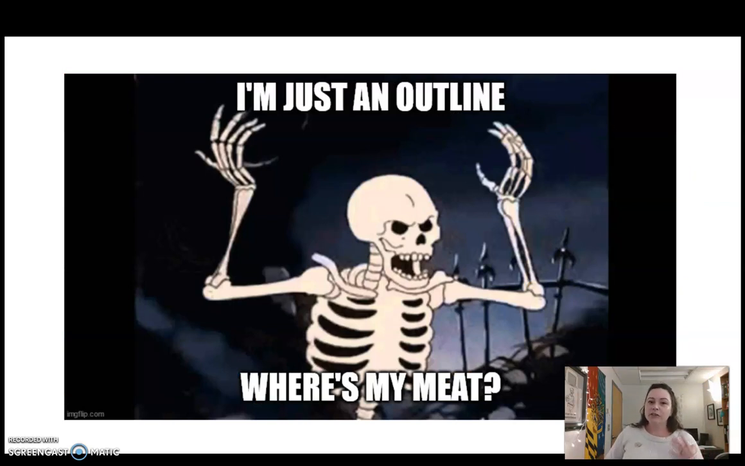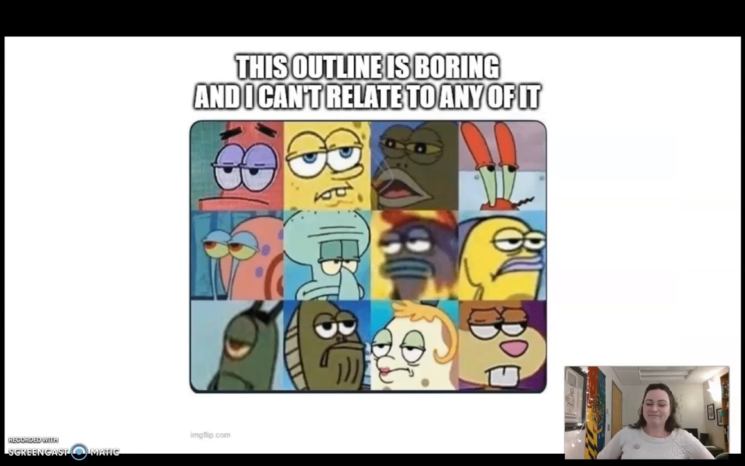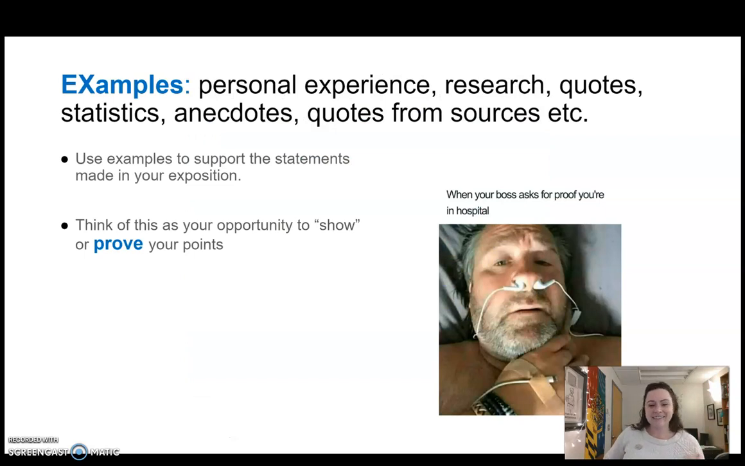But from there, we want to start adding some meat to your outline, give it a little bit of flesh and blood. And that's what we want to do in order to give your audience, your readers, something to relate to. An outline is not going to do it for them. They need something emotional that they can sink their teeth into. So an example of that is your examples. This includes a lot of different things: personal experience, research, quotes, statistics, anecdotes. I say quotes from sources.